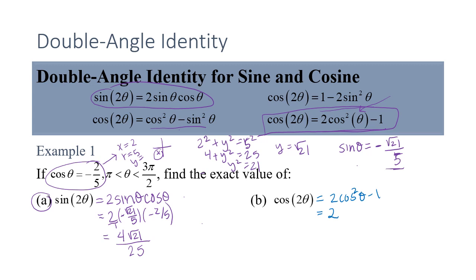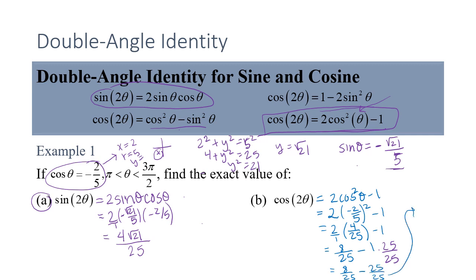So cosine of theta is negative 2/5, and I'm squaring that. That's going to give me 2 times 4 over 25 minus 1. So make that a fraction: 2 times 4 is 8, 1 times 25 is 25. Now let's get a common denominator. Multiply both the top and bottom of this one by 25 over 25. So I get 8 over 25 minus 25 over 25, which becomes 8 minus 25, which is negative 17 all over 25.